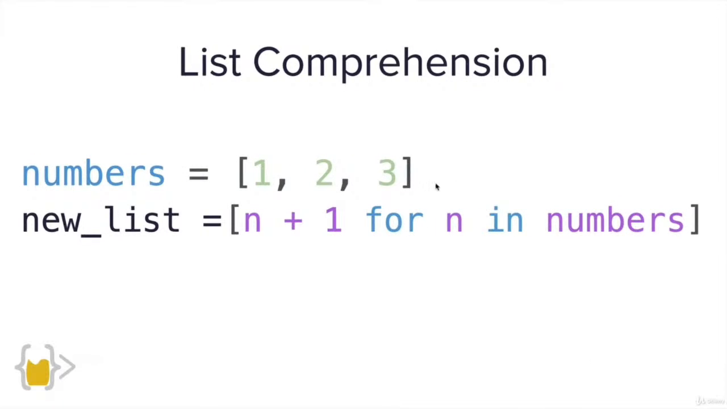We have our list of numbers, and then we create a new list where we loop through each of the numbers n inside this list of numbers, and then for each of the n, we add 1 to it in order to create the final list.